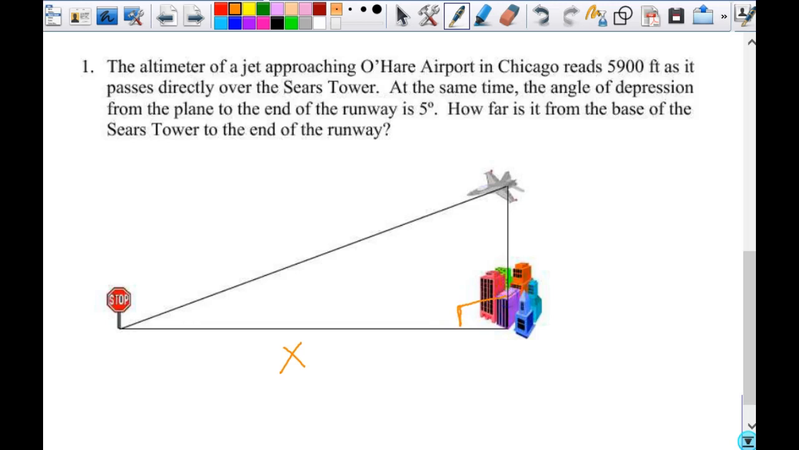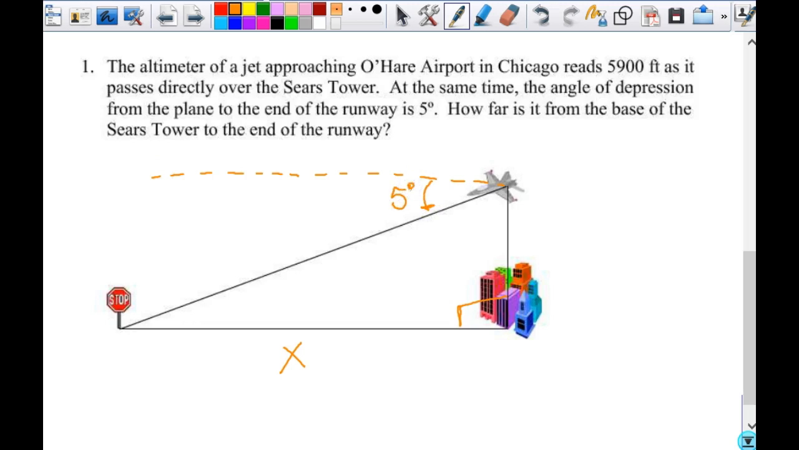Even if this is like a building or something or a sign and you don't know that it's perpendicular to the ground, it doesn't matter because the height, that distance, is always measured perpendicularly, even if the thing itself is not perpendicular, okay? And then it says the angle of depression from the plane to the end of the runway is 5 degrees. So is this right here 5 degrees? No. My angle of depression is right here. This is 5 degrees.